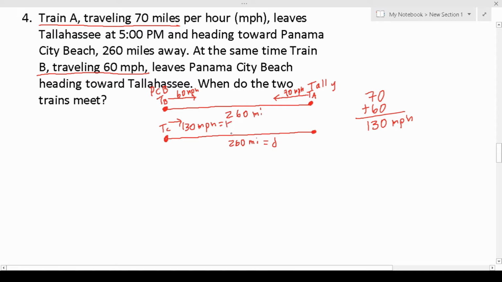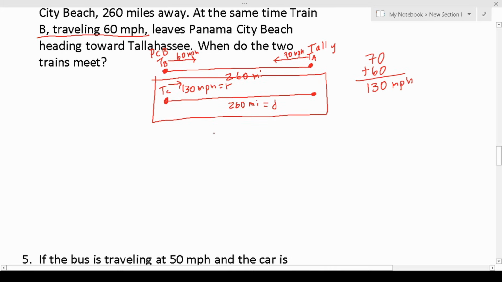We know that's 130 miles per hour. All we have to do is solve for time in this case. Okay, so that's what we're going to do. We're going to use this second diagram, which we used the first diagram to create, to solve for t. So again, we're using the distance formula. That is distance equals rate times time.